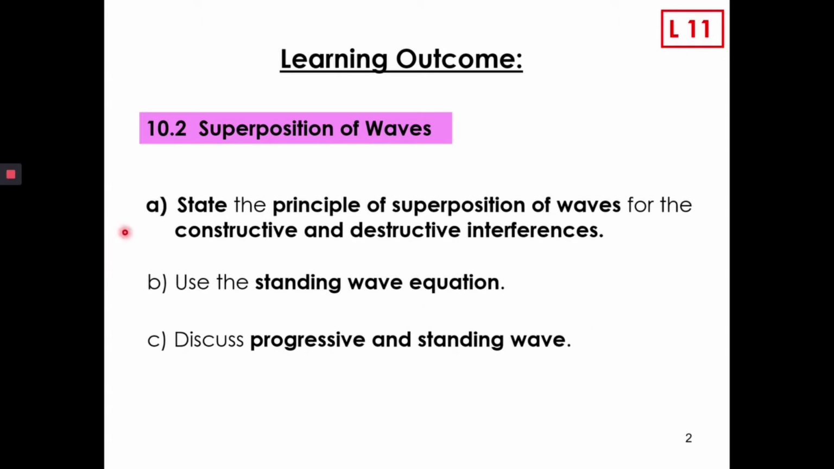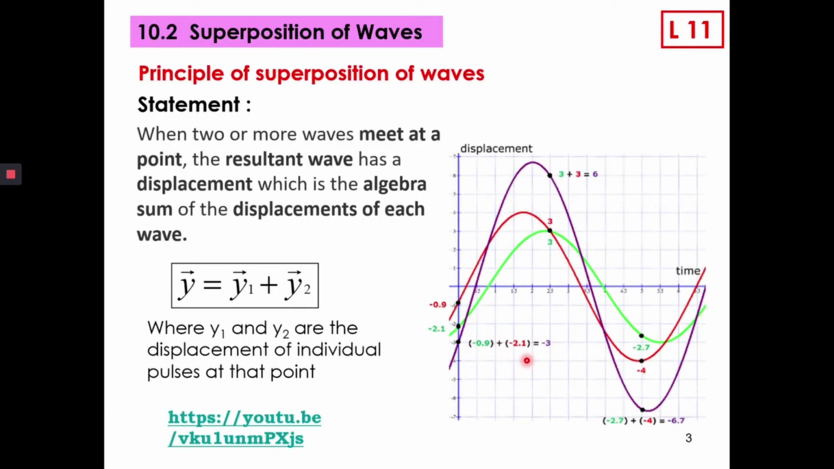We have three learning outcomes. The first one is to state the principle of superposition of wave for constructive and destructive interference. The second one is to use the standing wave equation. And the last one is to discuss the progressive and standing wave.